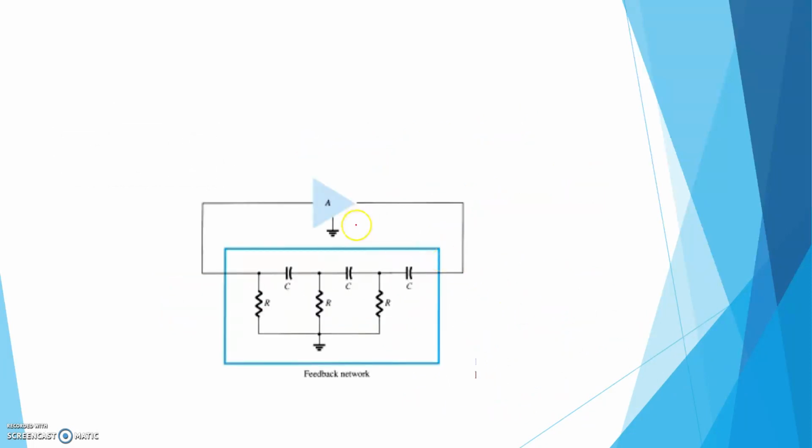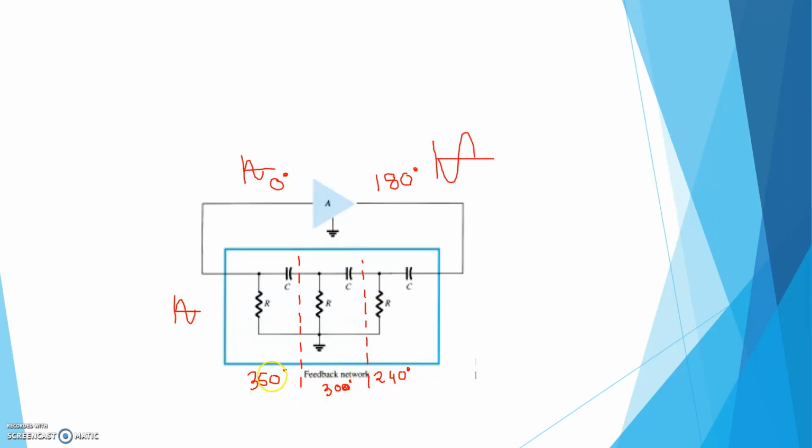So see here, basically input is now 0 degree. If this is an inverting amplifier, 180 degree phase shift will be there. Now one more 60 degree phase shift will be there from the RC combination if we adjust the circuit in such a way that tan inverse 1 by omega RC equals 60 degree. So 180 degree plus 60 degree will be 240. Then another 60 degree phase shift will be there. So 240 plus 60 is 300. Then another phase shift is there. So 300 plus 60 is 360.